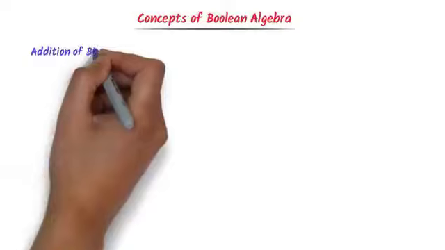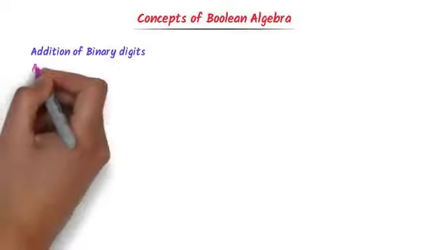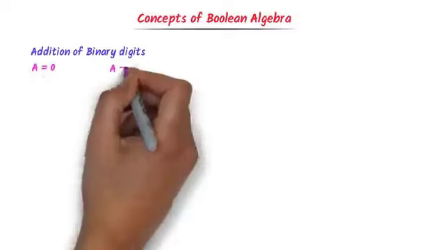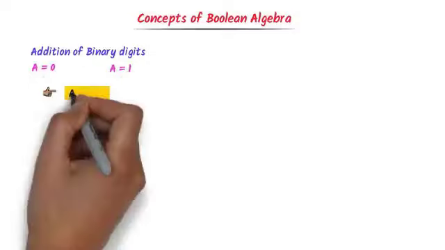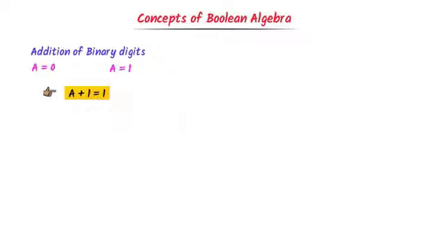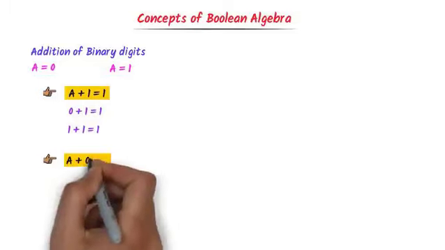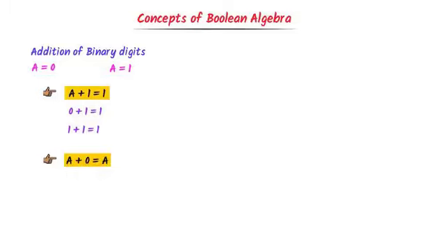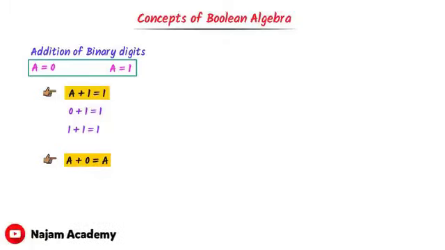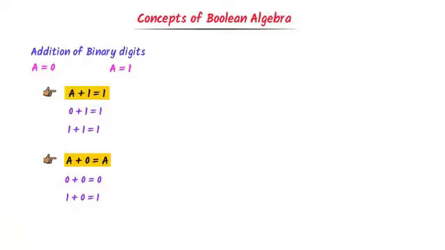Firstly, let me teach you addition of binary digits. Let a is equal to 0 or a is equal to 1. Now a plus 1 is equal to 1. We know that a is equal to 0 or a is equal to 1. So 0 plus 1 is equal to 1 or 1 plus 1 is equal to 1. Secondly, a plus 0 is equal to a. So 0 plus 0 is equal to 0 or 1 plus 0 is equal to 1.